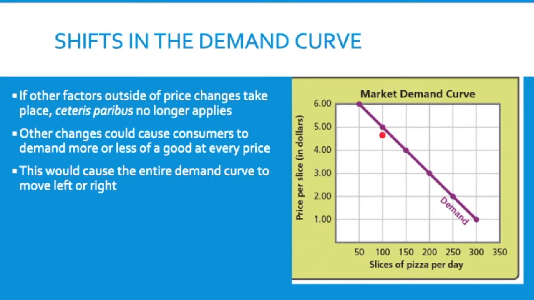So we might say, okay, at $6 instead of 100 people wanting to buy it, only 50 people want to buy it. At $5, instead of 100 people, 50 people want to buy it. At $4, instead of 150 people, only 100 people buy it. So every point along this line, if something else changes other than price, this whole line could move one way or another depending on what those variables were.